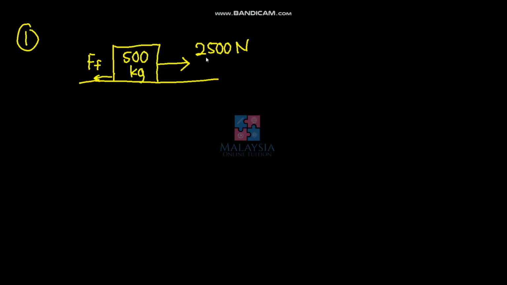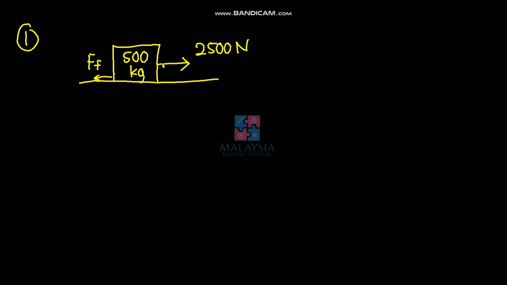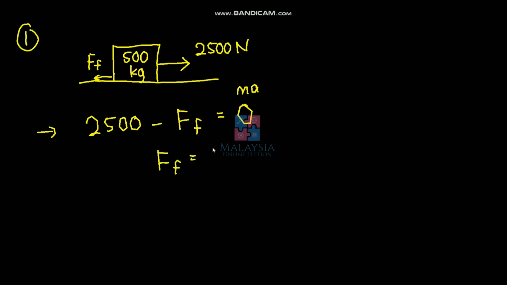Okay, so this is the free body diagram of the situation that we have right now. They want us to find the coefficient of friction. Since this crate is being pulled at constant speed, the F = ma for this situation will be 2500 minus our friction force equals 0. Why 0? Because our a is 0, since this is a constant speed problem. Since our a is 0, our ma will be 0 as well, giving us our friction force to be 2500 Newton as well.